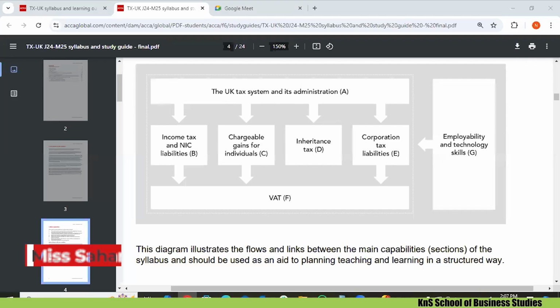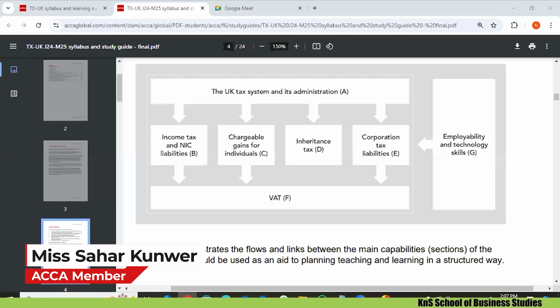Then moving forward towards inheritance tax, if there is an individual, a family who has inherited wealth, or it's also concerned with the lifetime of the deceased person, who is no more in this world now, but whatever wealth he has collected in his entire life will also be discussed over here in greater detail. So these are the areas of the syllabus that are tested.